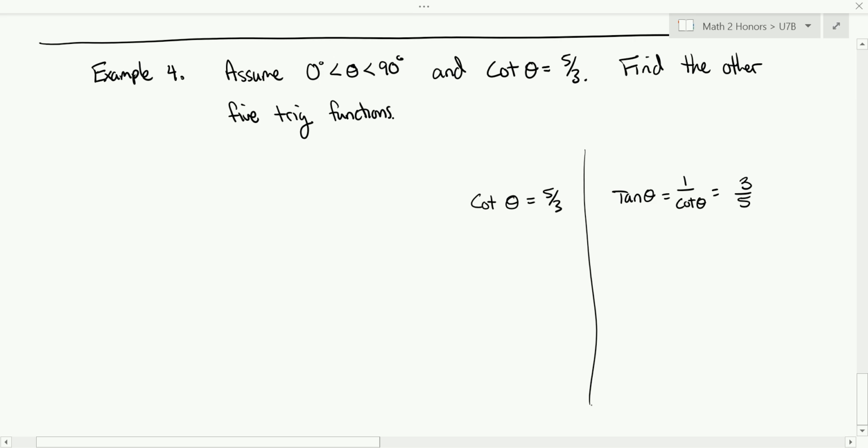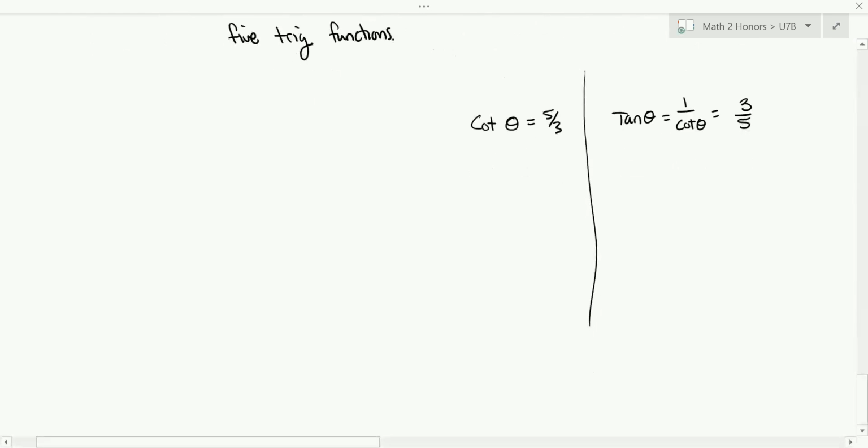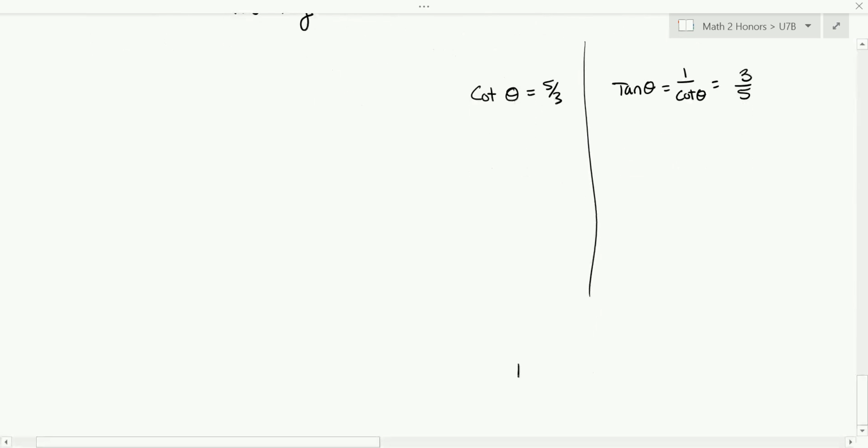Need more stuff though. And now I am assuming that somebody said, well, you know what? Tangent is sine over cosine, right? It is. And that's important to know. So I'm going to write that down here. So tangent is sine over cosine. So, and we know tangent is 3/5. Okay, and there's nothing wrong with that.